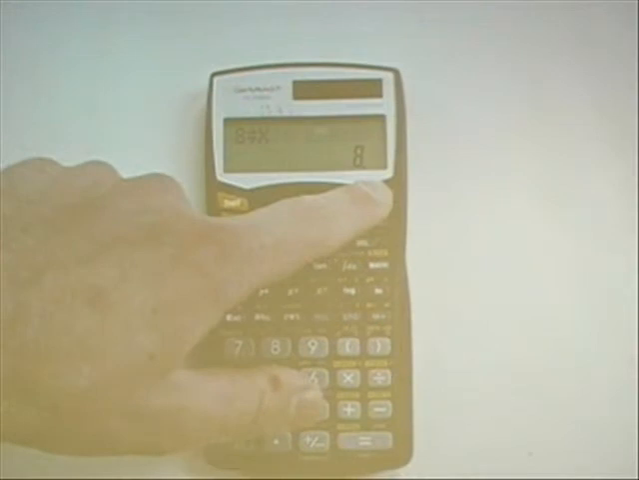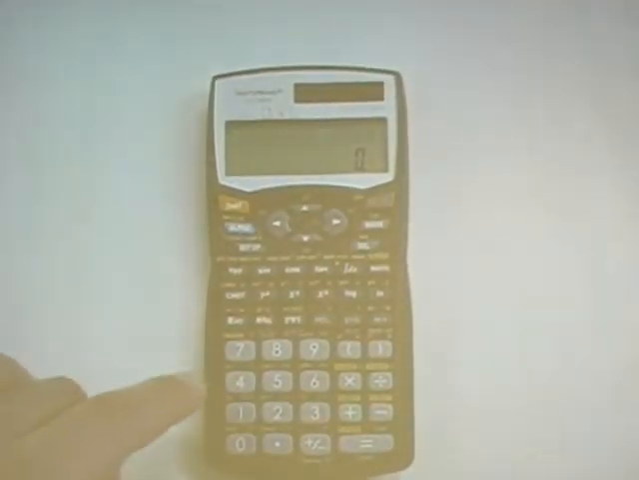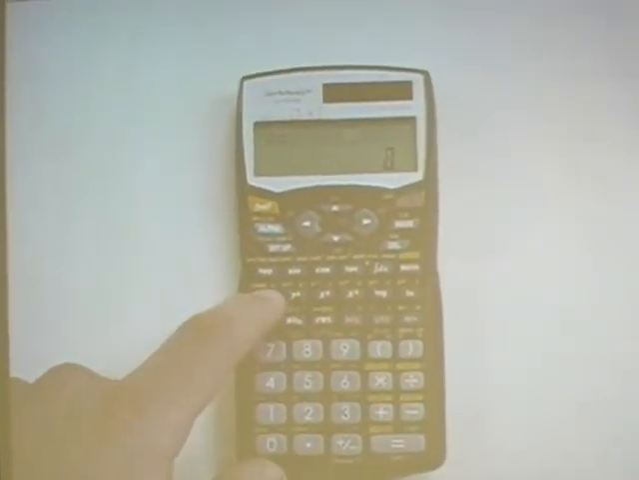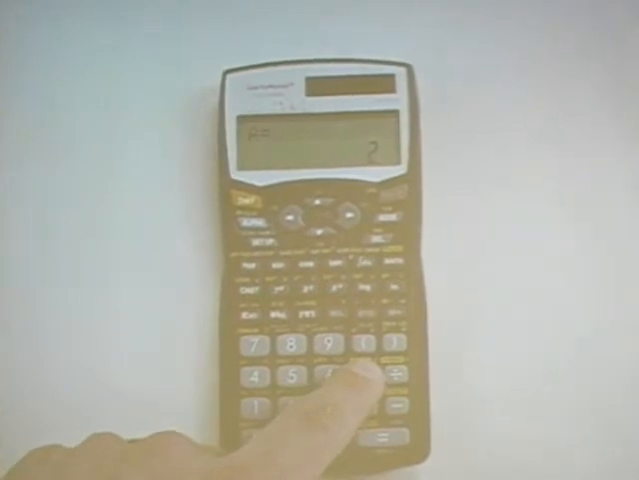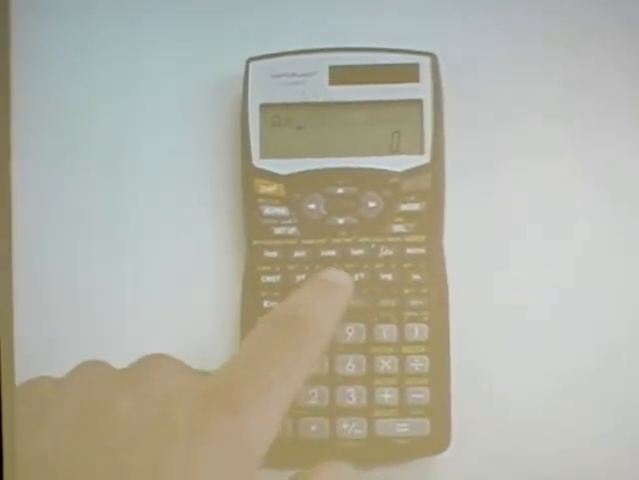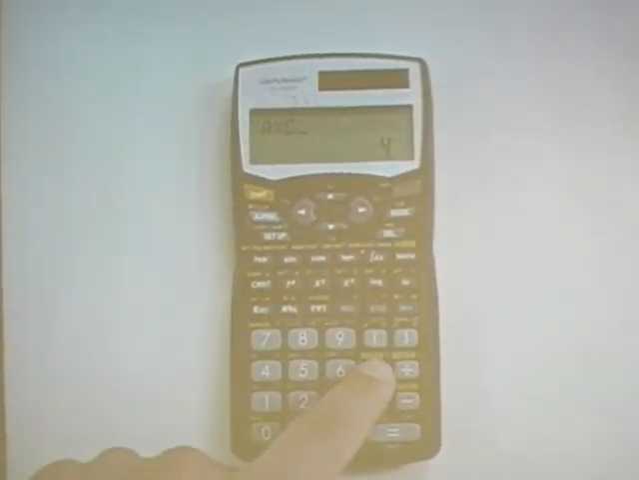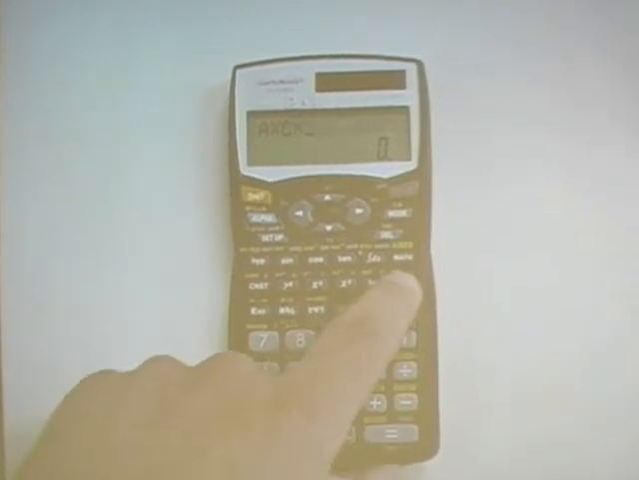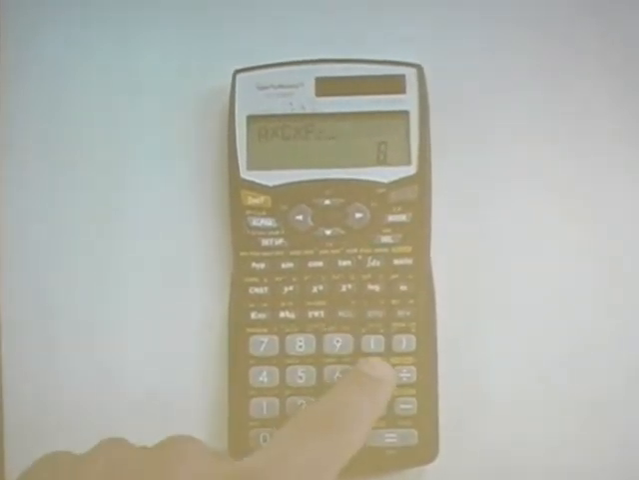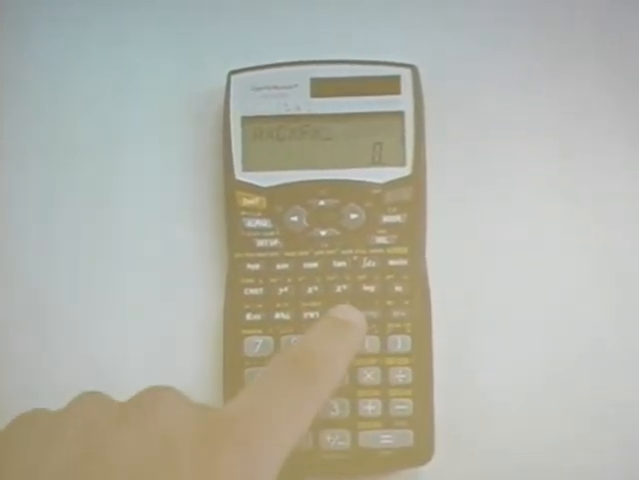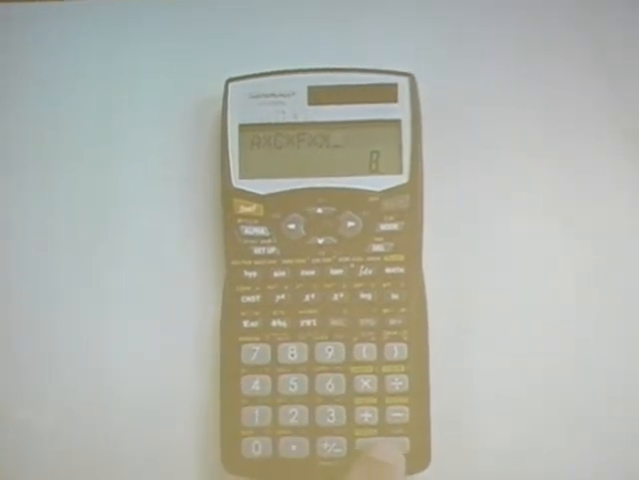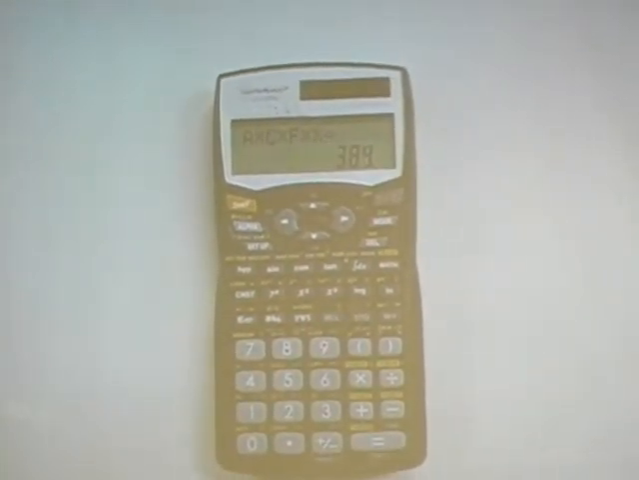Now that the numbers are stored in the calculator's memory, we will recall in the mathematical equation. Recall memory A multiplied by recall memory C multiplied by recall memory F multiplied by recall memory X is equal to 384.